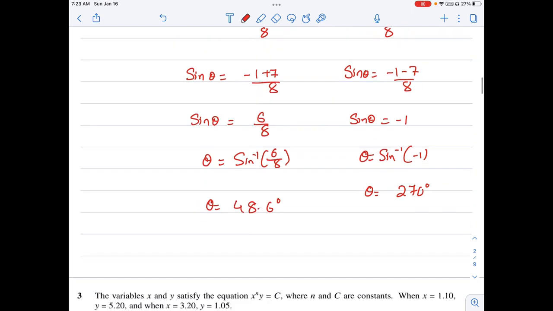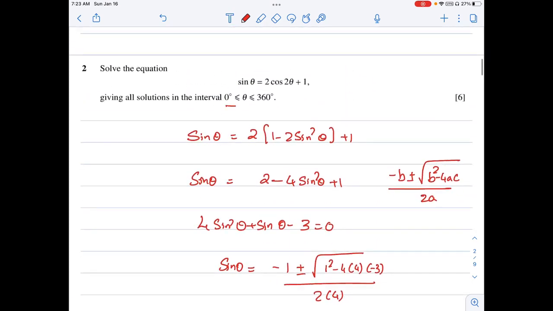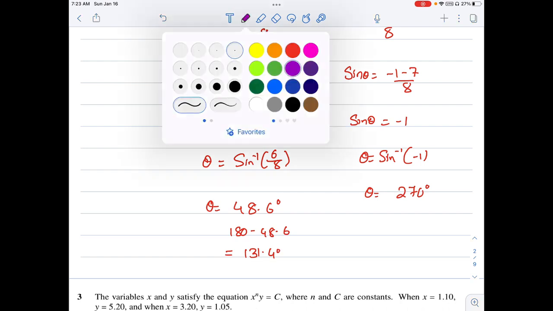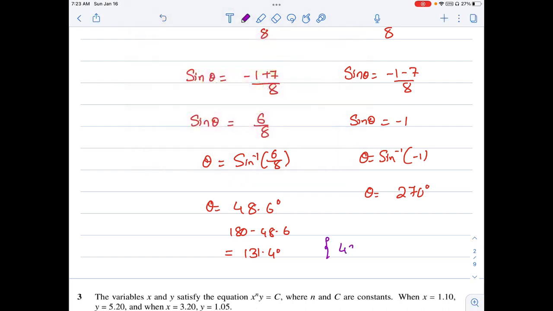The theta range has been given as 0 to 360 degrees. So another angle will be 180 minus 48.6 degrees, which is nothing but 131.4 degrees. So my final answer will be three different answers: the first is 48.6 degrees, another one is 131.4 degrees, and the third one is 270 degrees. These are the three angles for this second question. Now we shall go to the third question.